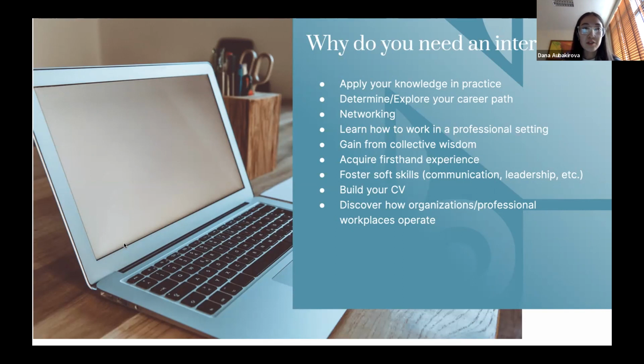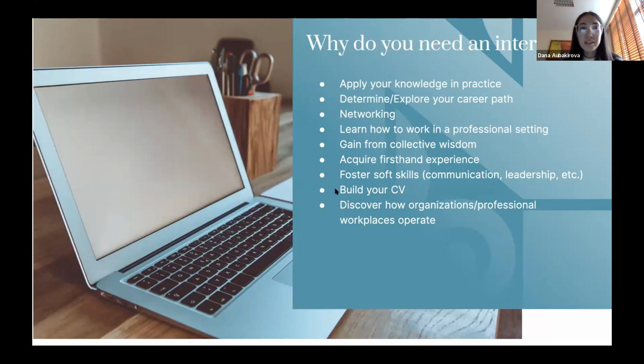Also, you will foster soft skills. Obviously, you will gain communication skills and leadership skills also, because sometimes you might need to undertake the project yourself, even during the internship. During this time, you can learn how to distribute tasks properly, or how to come up with your own ideas, which will help you to boost your leadership skills.